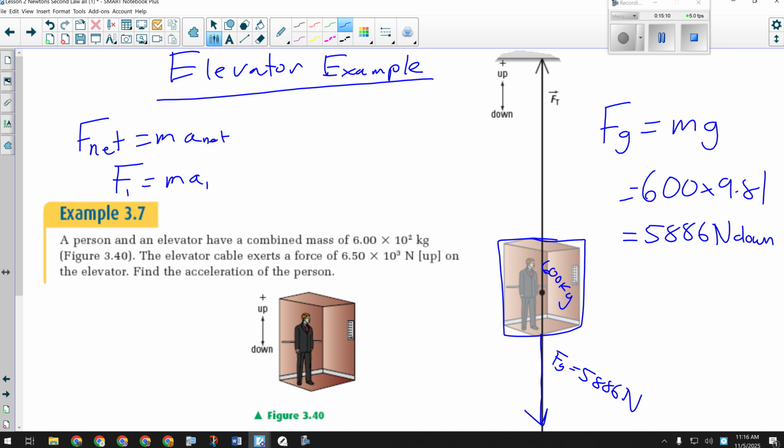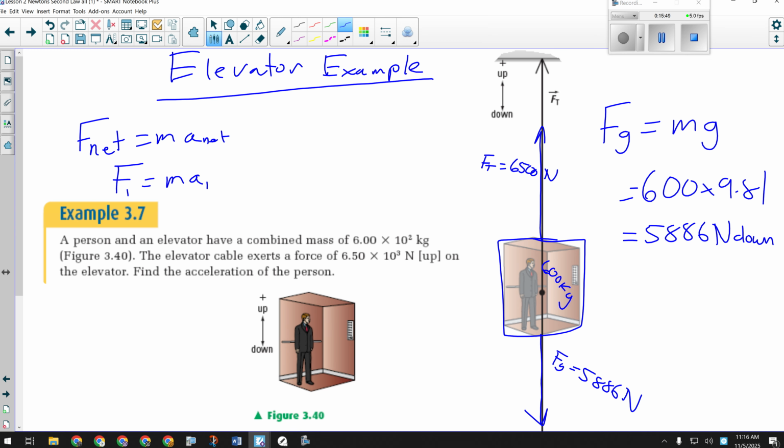The question tells me that the cable is exerting a force of 6.5 times 10 to the 3 newtons up. Anytime you're exerting a force through a rope or a cable or anything else that you can tie to something and pull on, we call that force tension. That is the tension that would be in the cable or the rope. So that force upwards, force tension, or you could even say the force applied if you wanted, is 6,500 newtons.